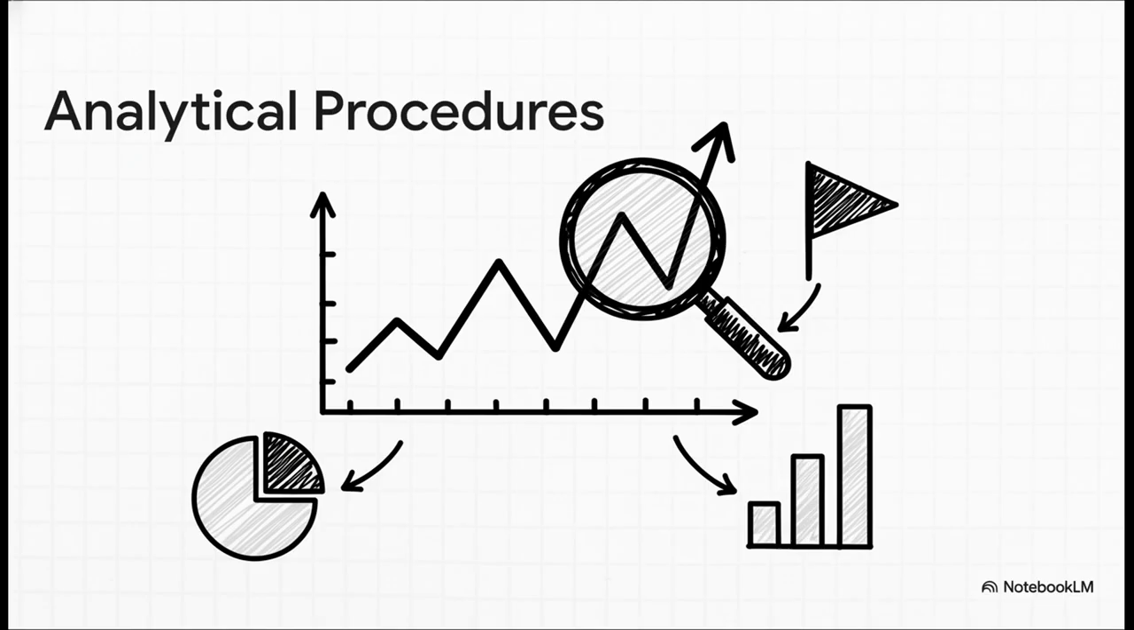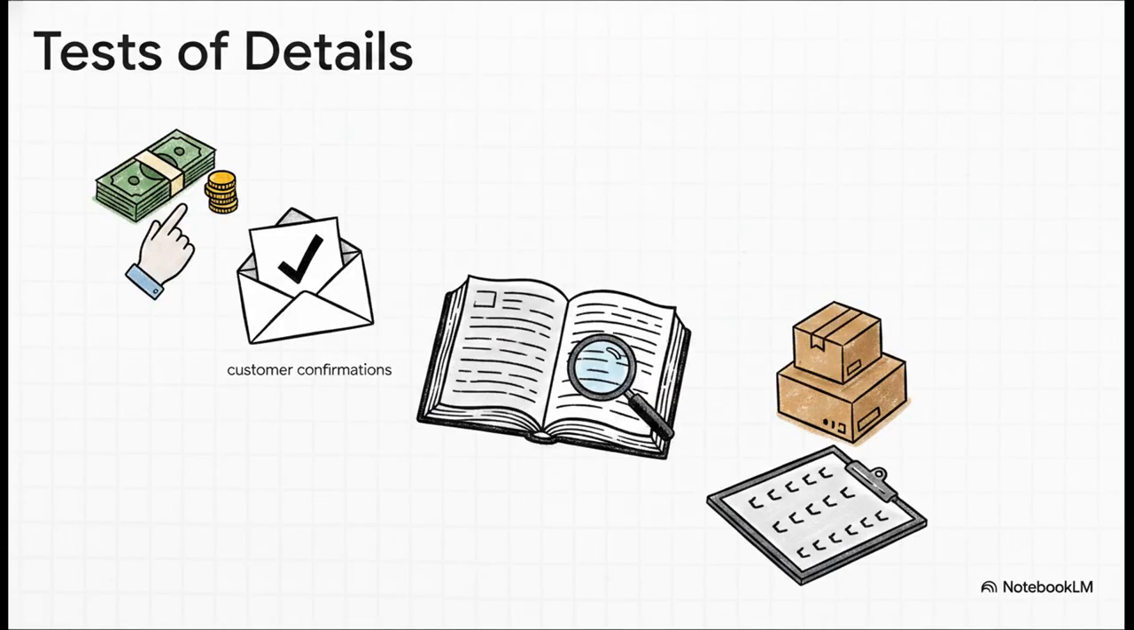They analyze relationships between financial information, like comparing current year revenue to previous years, conducting gross margin analysis, trend analysis, ratio analysis, the whole shebang. If revenue suddenly tripled but inventory levels stayed exactly the same, well, this analytical tool triggers a massive red flag. This second category is tests of details.